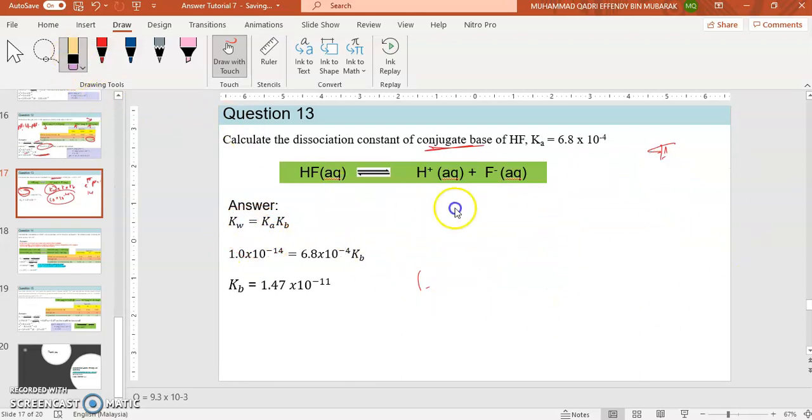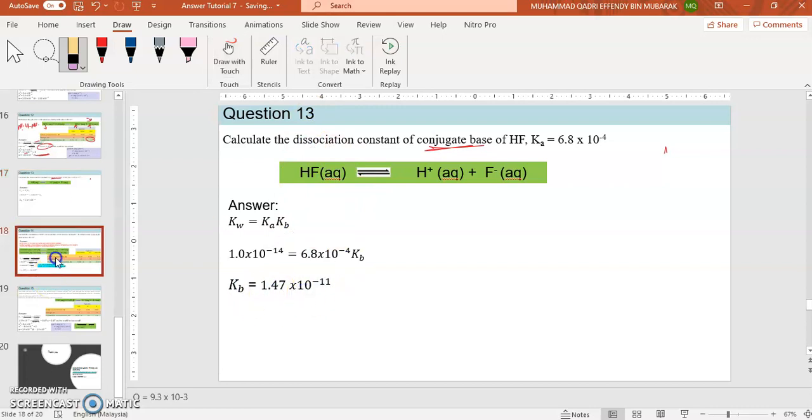And the question already gives us the value of Ka. So we just plug in our question and we get Kb equal to 1.47 times 10 to the power of negative 11. Then we move to the next question.